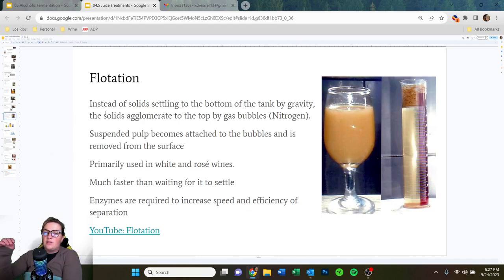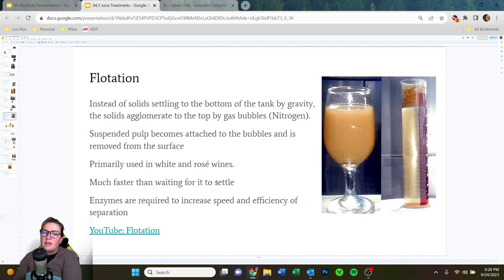So instead of letting the solids settle to the bottom of the tank, they pump the tank with nitrogen gas, and the nitrogen starts to stick to all the gunk and brings it to the very top of the tank. So when it does that, you can just hook up a hose and pump from the bottom until this top gunky layer comes down, down, down. As soon as you start getting all this gunk, you shut it off and then you just clean out the tank. So it's a lot faster and more efficient than trying to wait for it to settle on its own naturally.